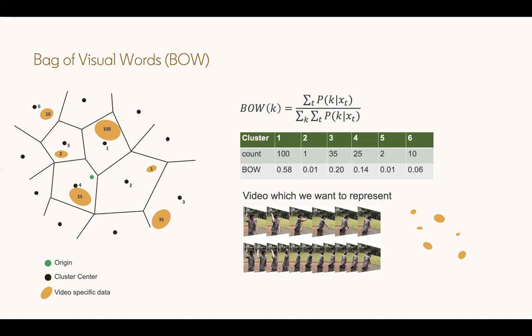Instead of 100, we have 0.58 because we've divided by the total number of frames. So this is a very simple representation. It's a k-dimensional representation where k is equal to the number of clusters. In this case, k we said might be 256.